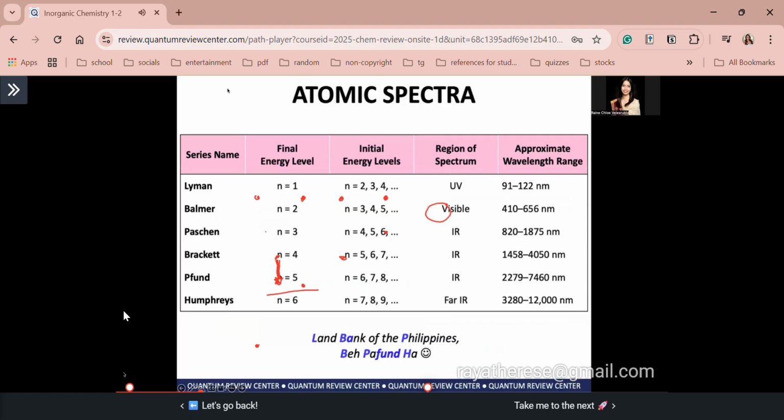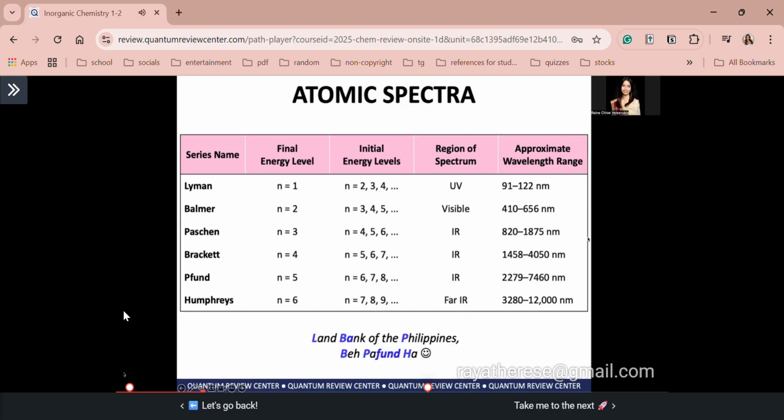Very easy, right? Now, this table just summarizes the hydrogen spectral series. The final energy level for the Lyman series is 1. For the Balmer series, n is equal to 2. For the Paschen series, n is equal to 3, etc. The region of spectrum, in the third column, refers to the type of radiation being emitted in the series. For the Lyman series, UV light is emitted. For the Balmer series, visible light is emitted. For Paschen, Brackett, Pfund, and Humphreys, IR and far IR light is emitted.